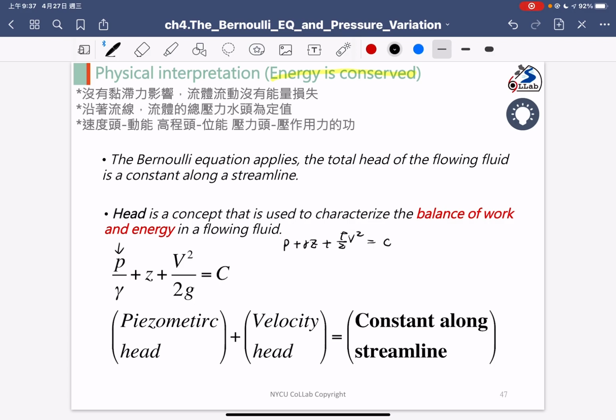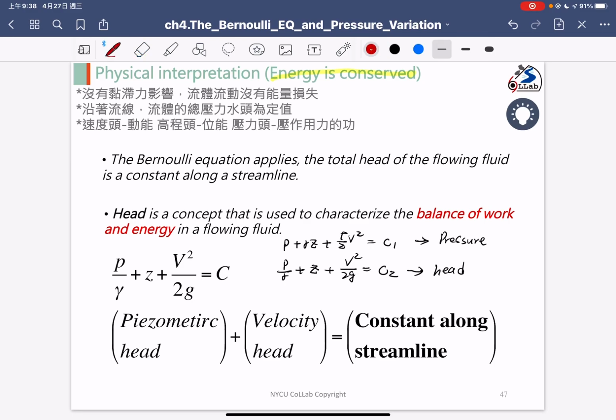Then we divide both sides by gamma, so we have P divided by gamma plus Z plus V squared over 2g, but always equal to a constant. This is the head form, and the other is the pressure form. So they are different representations, but both are the Bernoulli equation. Okay, so we go back to the Bernoulli equation in the head form.